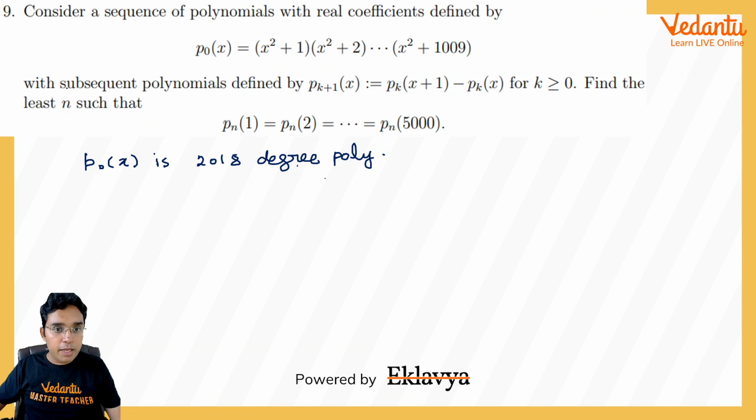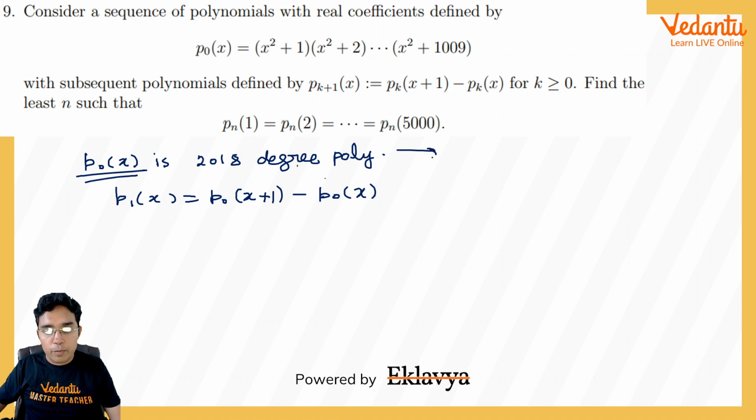Now they are defining subsequent polynomials: p k plus 1 x is equal to p k x plus 1 minus p k x. That means my next polynomial p1 will be p naught x plus 1 minus p naught x. Now dear all, please understand, if p naught x is a polynomial of 2018 degree, so would be p naught x plus 1 also 2018 degree, because we will be replacing x by x plus 1. This will not change the maximum power of x.